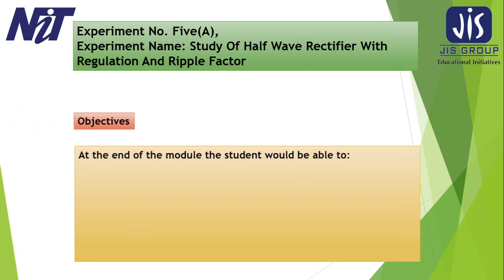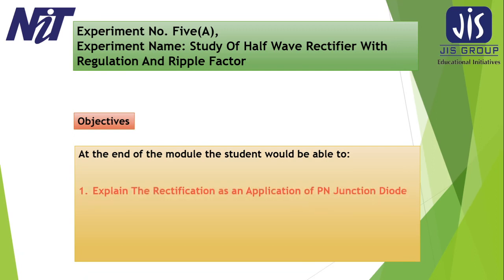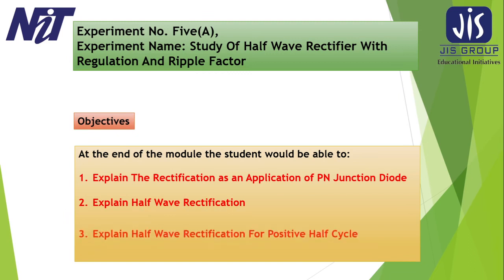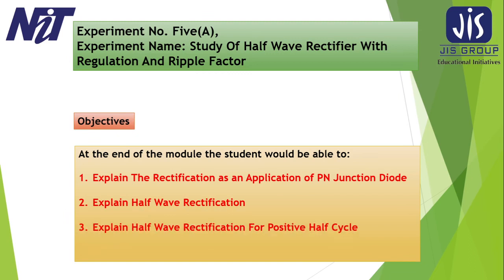So first let's see the objectives. At the end of the module you should be able to: one, explain rectification as an application of the PN junction diode; two, explain half-wave rectification; three, explain half-wave rectification for a positive half cycle; and four, explain half-wave rectification for a negative half cycle as well.